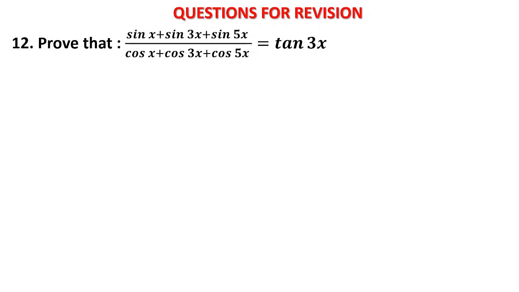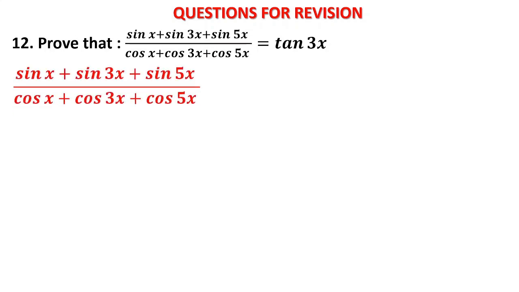Prove that sin x plus sin 3x plus sin 5x upon cos x plus cos 3x plus cos 5x is equal to tan 3x. Here we have to make use of the formula expressing sum as a product. For that we have to club it properly. We have to club the two functions such that the sum of their angles is an even number. That you have to select.